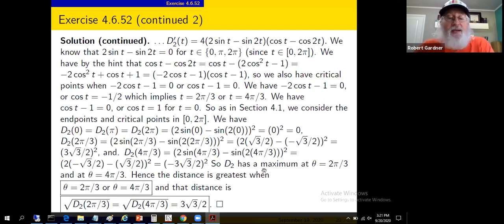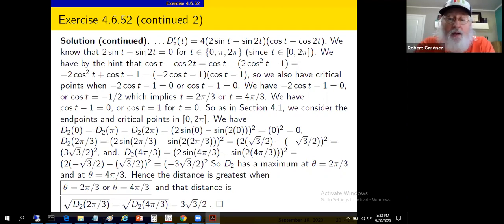So D2 has a maximum at both 2 pi thirds and 4 pi thirds, and that maximum is, okay, so we're going to plug those values into D sub 2, but that's not the distance, that's the distance squared. So we'll have to take a square root of this quantity squared. Remember, when you take a square root of something squared, you get the absolute value. Fret not about that negative sign there. It's lost in the squaring process. And at both points, we get 3 over 2 for the distance between the two.